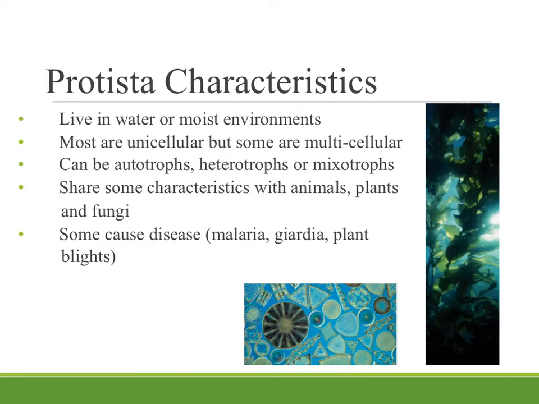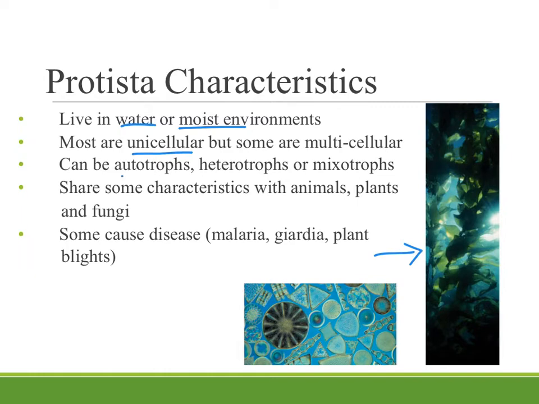So let's talk about Protista. This kingdom of organisms are found in water or other moist environments, and most are unicellular, just single-celled organisms. There are some that are multicellular. I have a picture over here of a piece of kelp, which can be as tall as a tree, and even though it looks sort of like a plant, it's not. It's a type of algae, and it fits in the Protista kingdom.